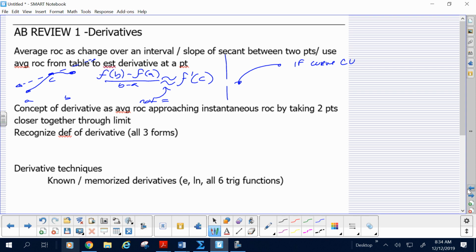The idea of a derivative then is to take the change between these 2 points and get them closer and closer together. How do you get the points closer together? A limit, okay? Now you need to recognize all 3 definitions of the derivative. Notes, I could write them here if you like. If you want to review them, great. But I would definitely say if you see a multiple choice and you see a limit with an h in it, they might as well just scream at you, hey, this is a derivative.